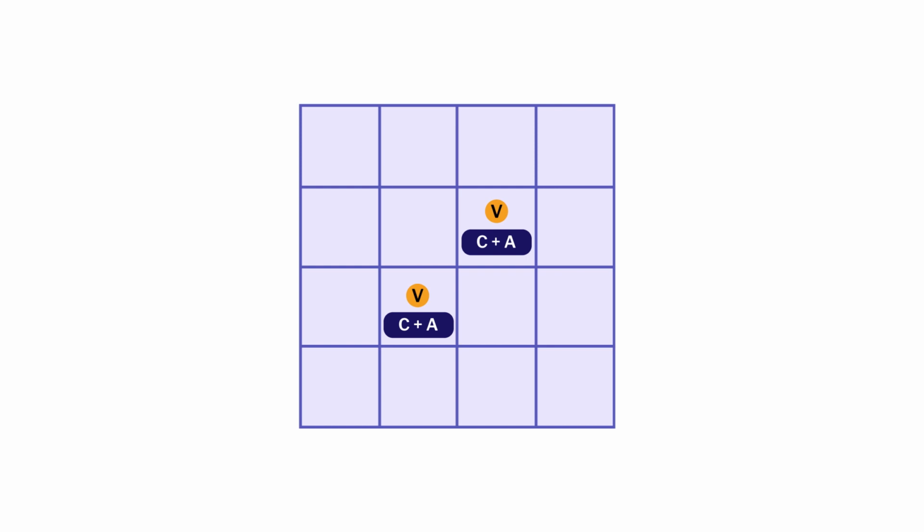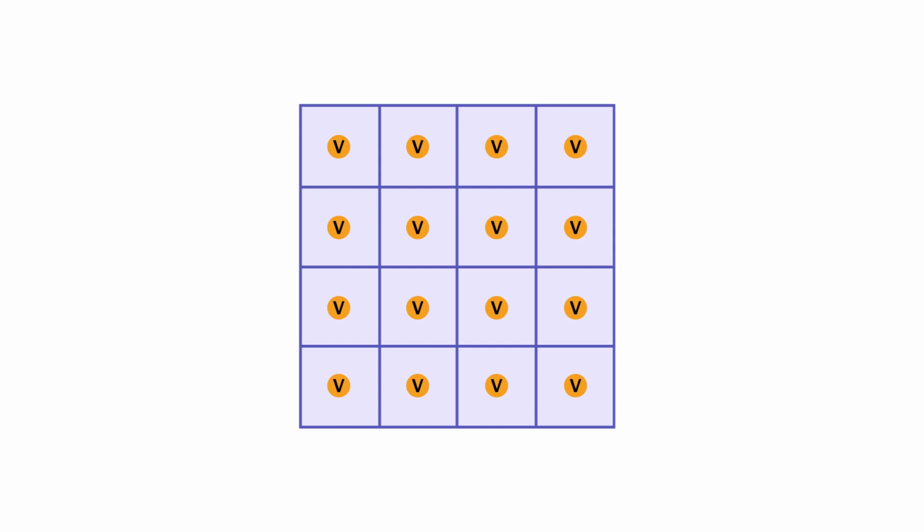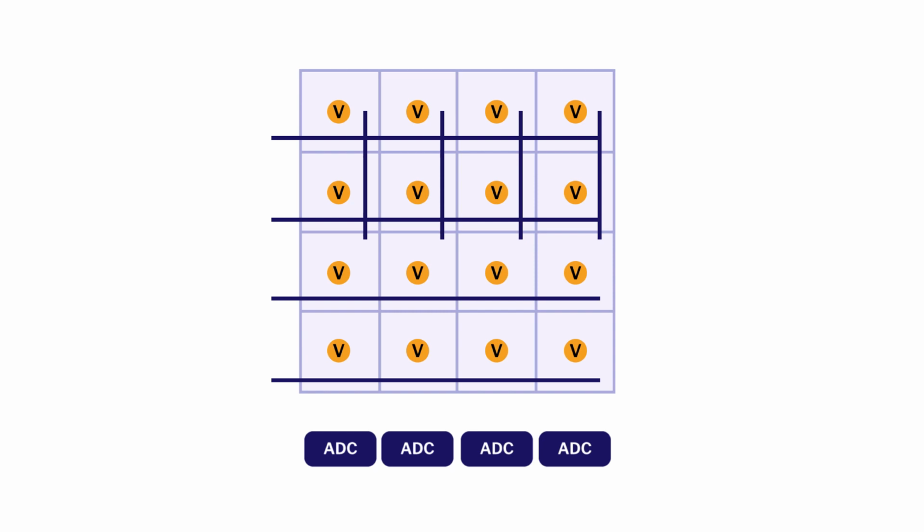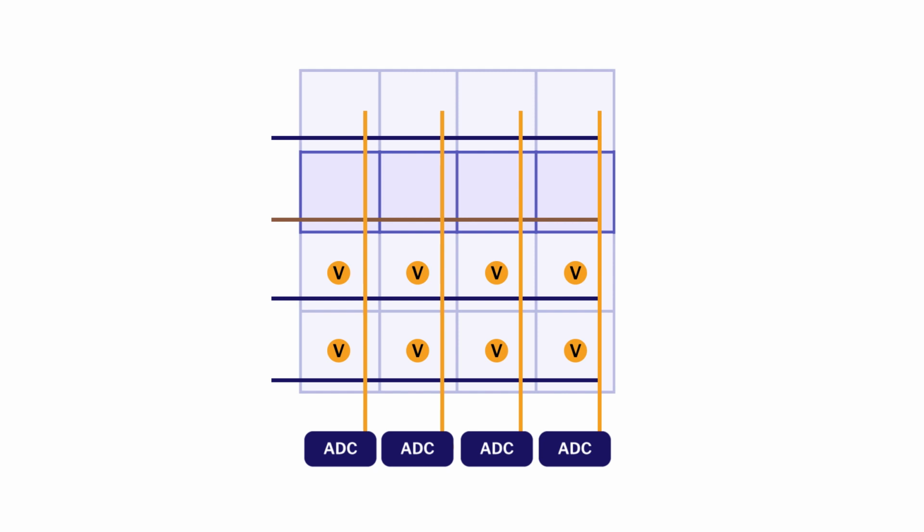This means that when photons hit the pixels, they're converted to electrons and then immediately into a voltage at each individual pixel. Every column of pixels also has its own analog to digital converter. Electronic switches direct the voltage to the ADC, row by row, where they're converted to a brightness value by each ADC.